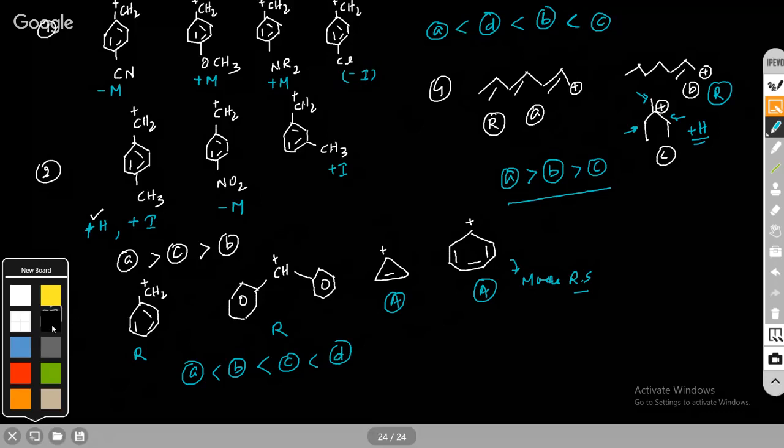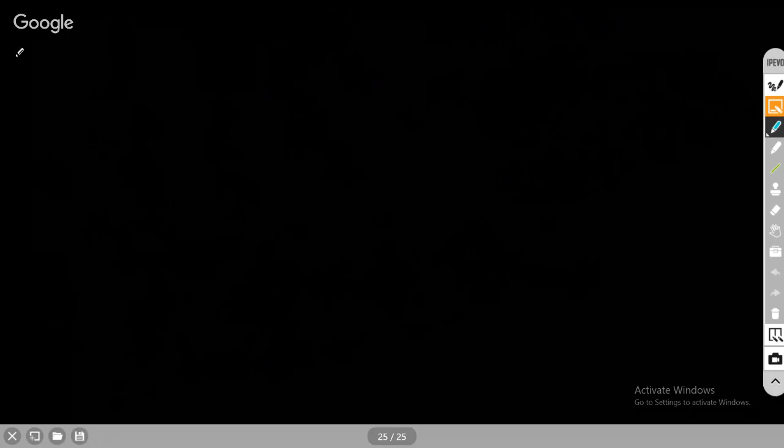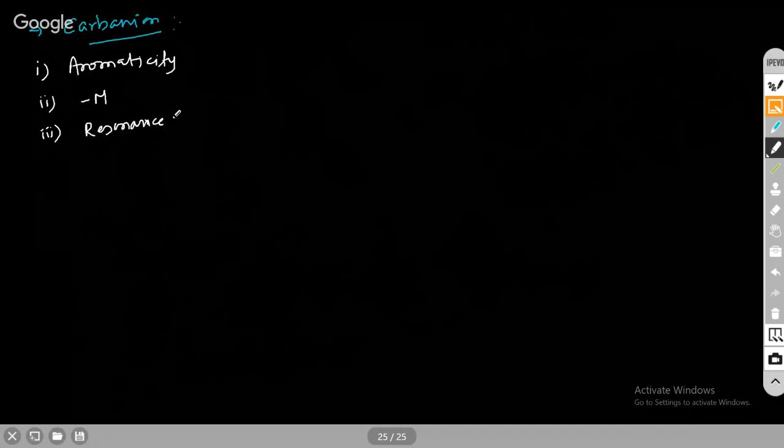Next question. Next topic we'll discuss. See, we have discussed carbocation. Similarly, carbanion stability also follows this order. The first one is aromaticity, if the negative charge is a part of aromaticity. Second one is minus M. Third one is resonance. Fourth one is minus H. Fifth one is minus I. And then the sixth one is hybridization. These are stabilizing factors, 1 to 6.